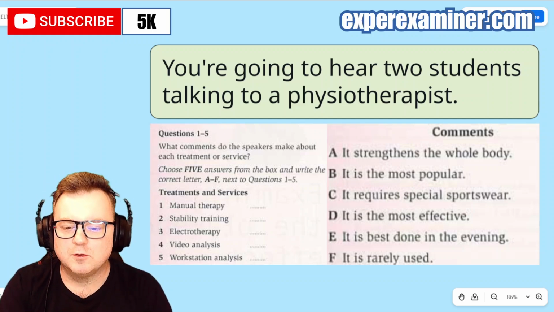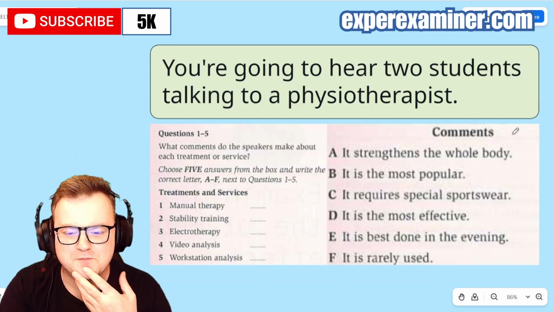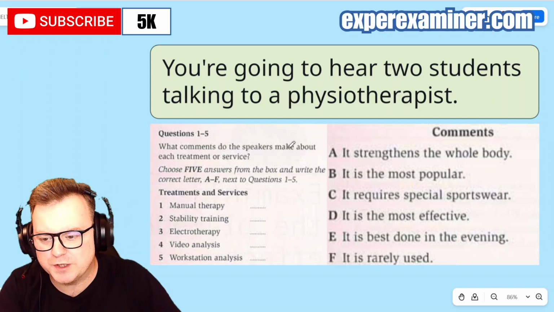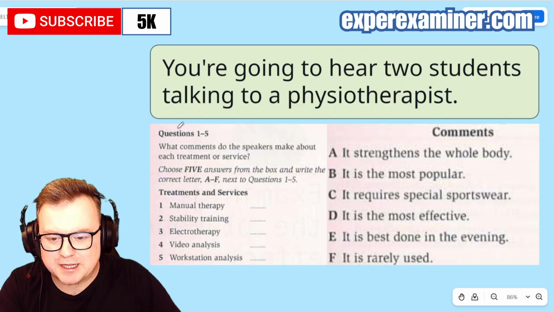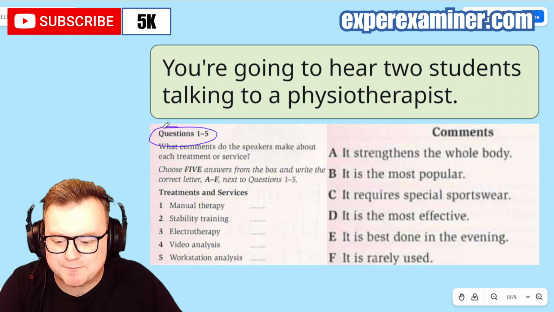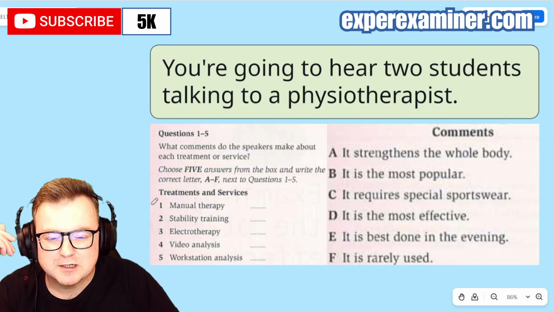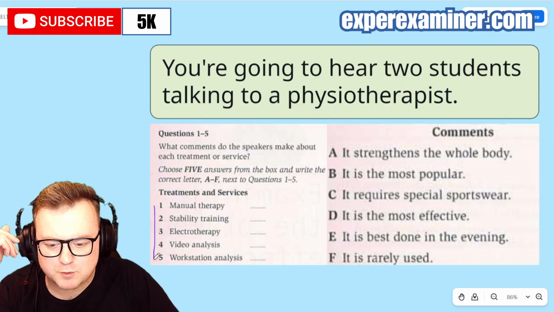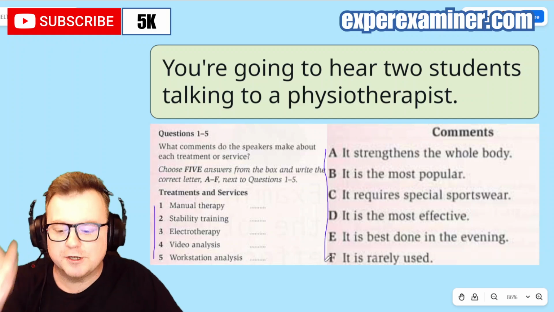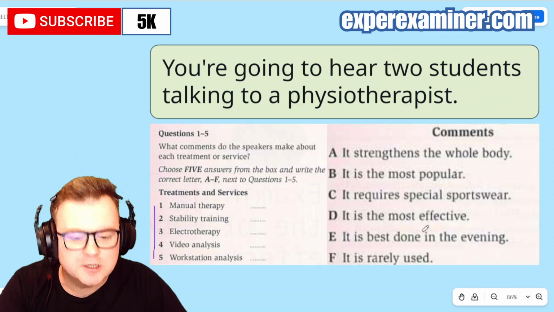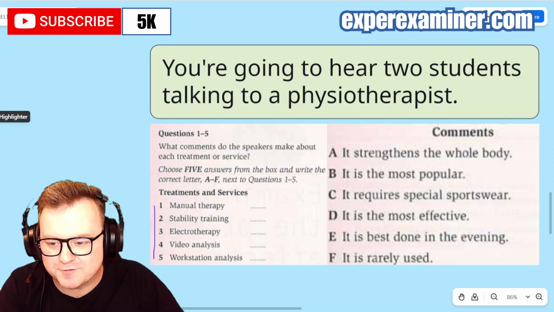But we approach it in the same way or in very similar ways. And what do we have here? We have a matching task, first of all. For questions 1 to 5, we have a matching task. So the first thing I want to do is to count the numbers here, 1 2 3 4 5, and then count the options here, 1 2 3 4 5 6. Great. So one of these will be extra. There will be one that I don't need.